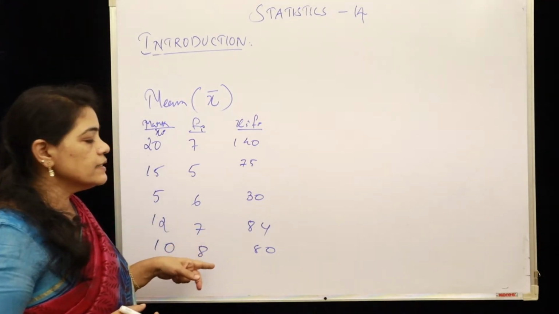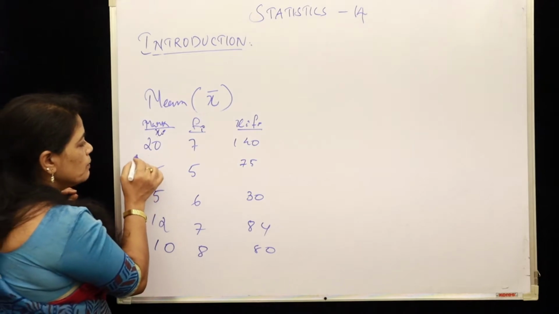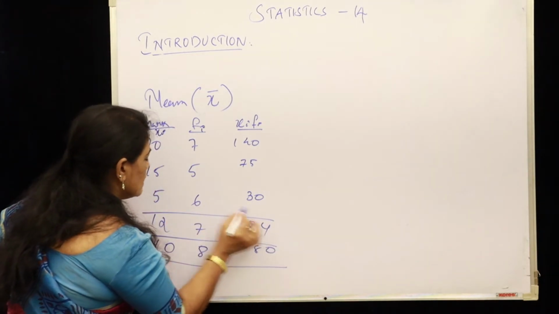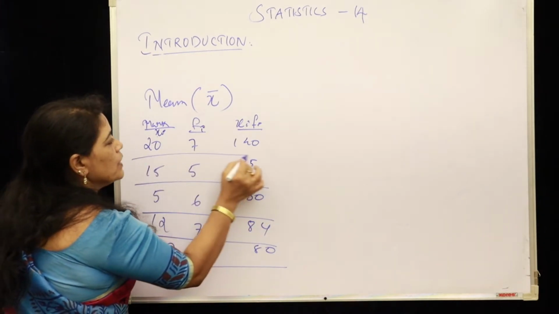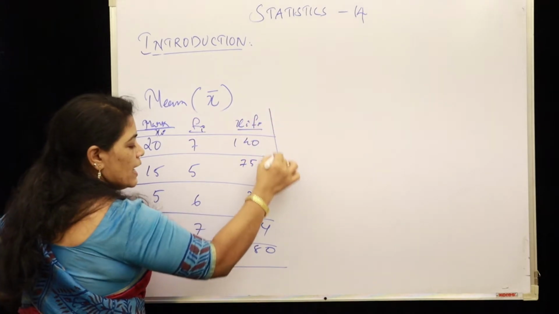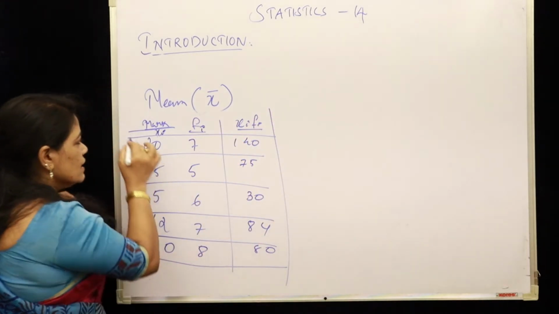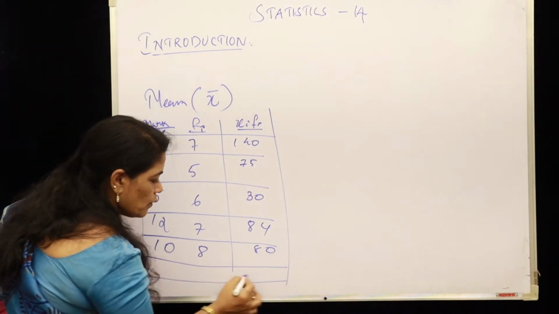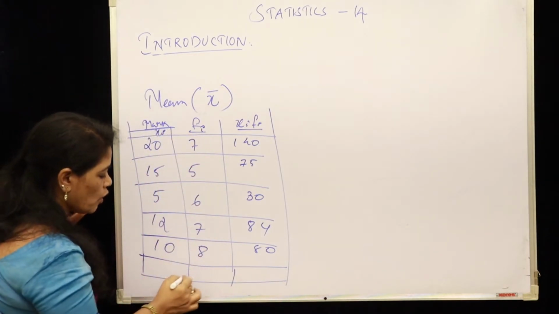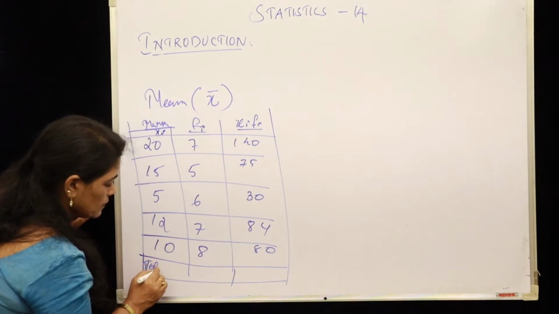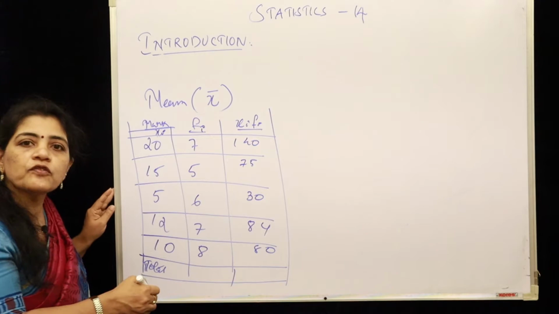Here you have to make another row. Here each mark and its corresponding frequency, and now we have their product column, that is xi fi. So in the last row, it is better to write total. For the total, find the sum of the frequencies.